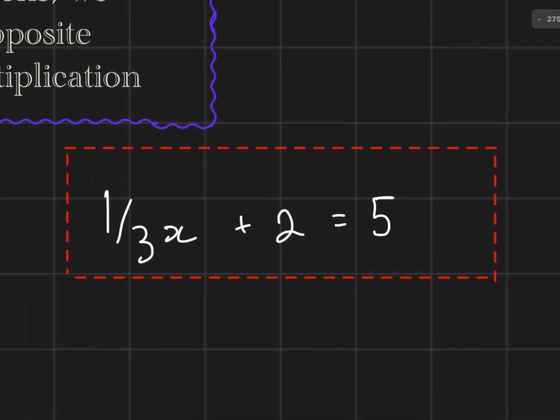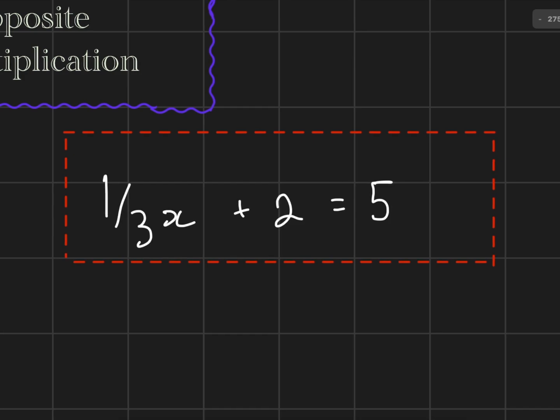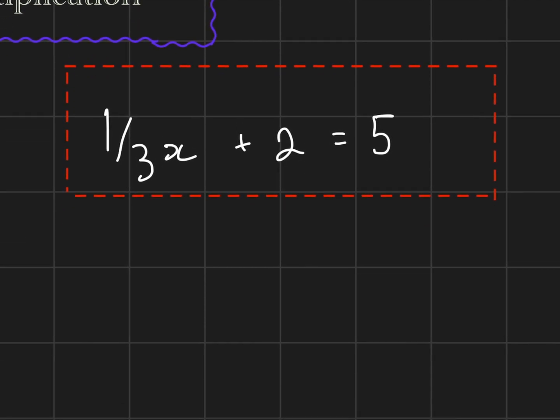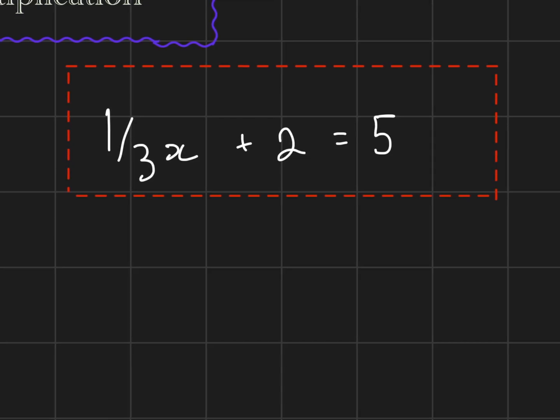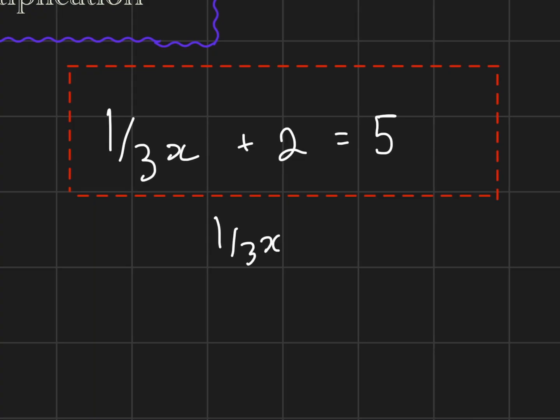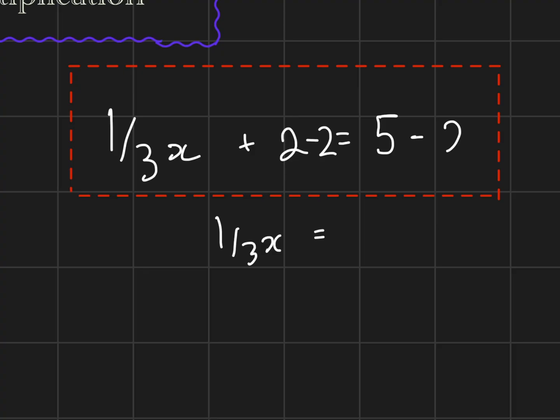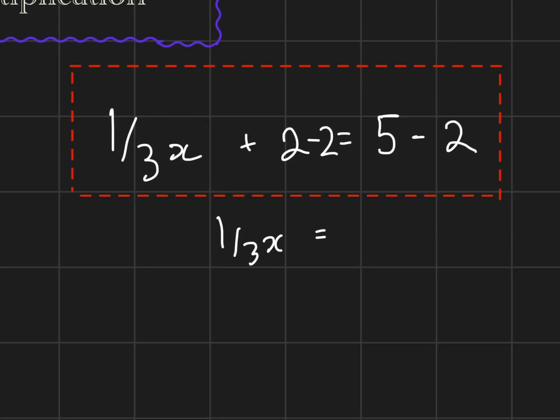Here we have 1 over 3 x plus 2 equals 5. Now, the first thing we should do is follow reverse BEDMAS, meaning that we do the addition and subtraction first over the multiplication and division. That means this becomes 1 over 3 x, because we minus 2 on this side, and we should minus 2 on this side as well to keep the equation balanced. 5 minus 2 is 3.